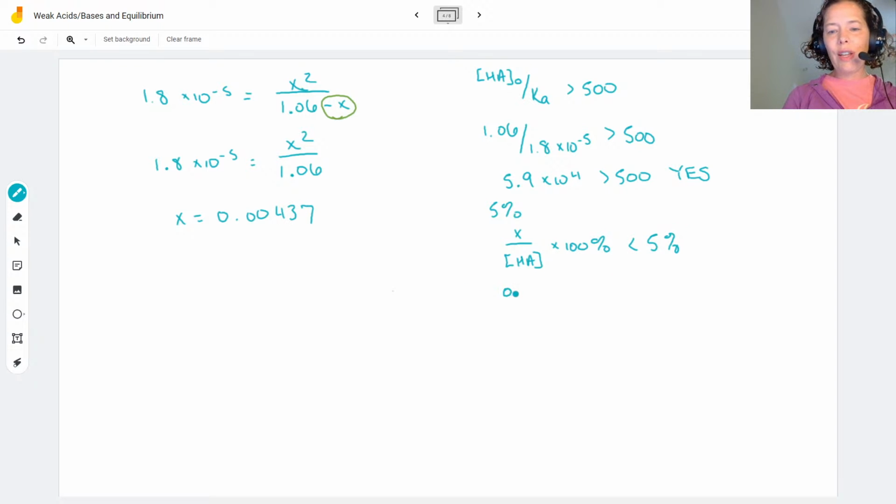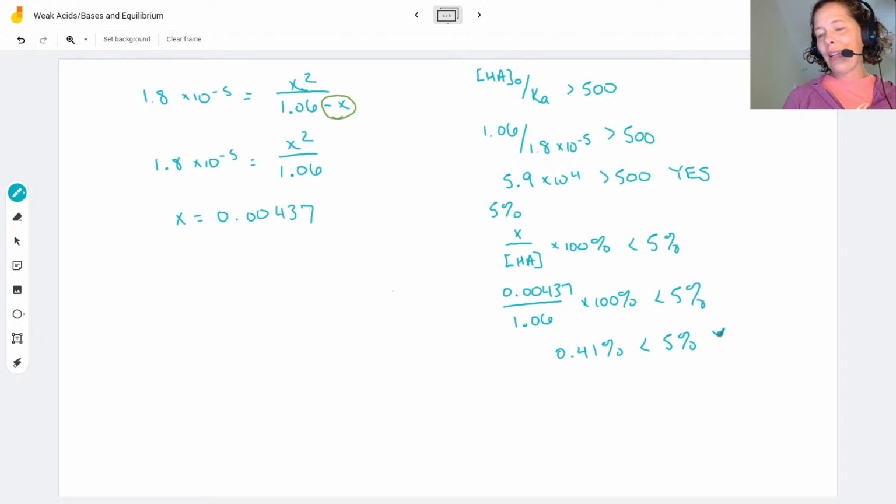So my x value is here, 0.00437, again over my initial concentration of acid times 100%, looking for less than 5%. And when I did this calculation, I got 0.41%. So yeah, definitely less than 5%, which just confirms again. So both of these tests are telling me, yeah, you can drop it. Plus we got 10 to the negative fifth. So probably, yeah, we can drop it. Okay. So, oh, she never showed that method.